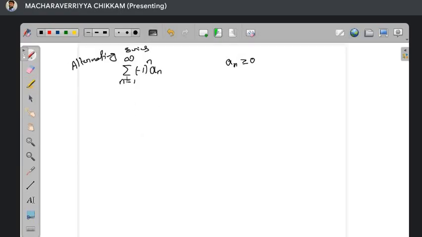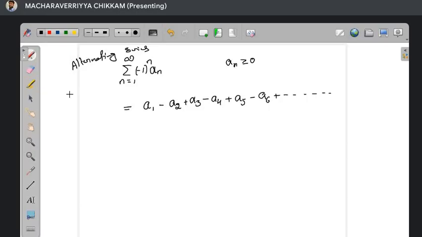You know why it is called an alternating series? Because if you write the summation, you'll have a1 minus a2 plus a3 minus a4 plus a5 minus a6 plus and so on. So what we are doing alternately is taking plus and minus. That is why it is called an alternating series. Now we would like to know whether this series is going to be convergent or not.